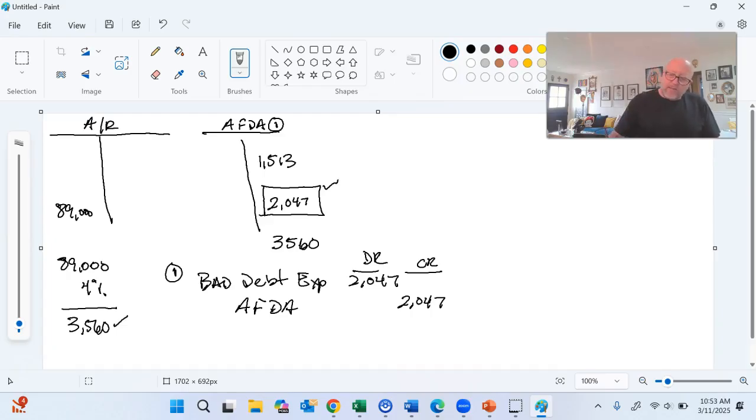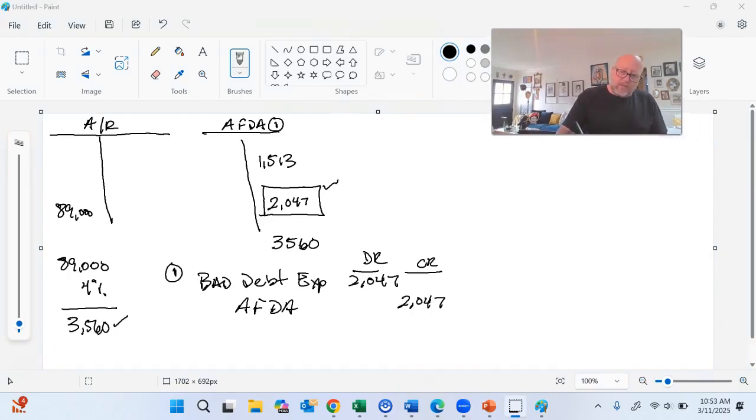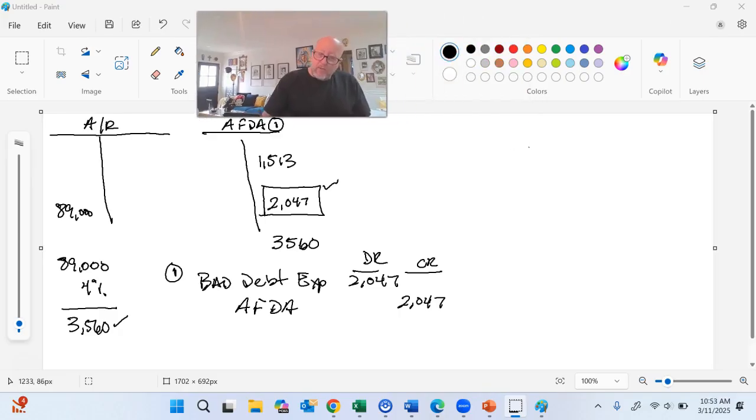Okay? All right, now let's look at scenario 2 for a second. Scenario 2 is saying, hey, the allowance for doubtful accounts, it's still the same accounts receivable, right? None of the accounts receivable information changes. We're still saying we're not going to collect $3,560.